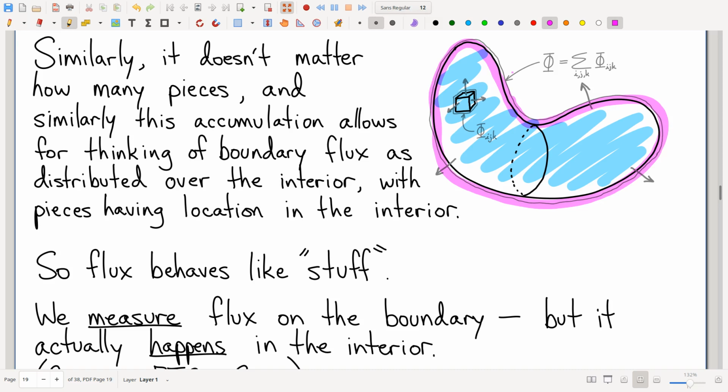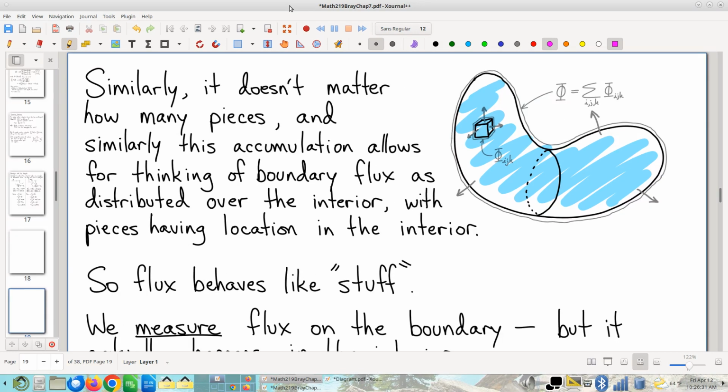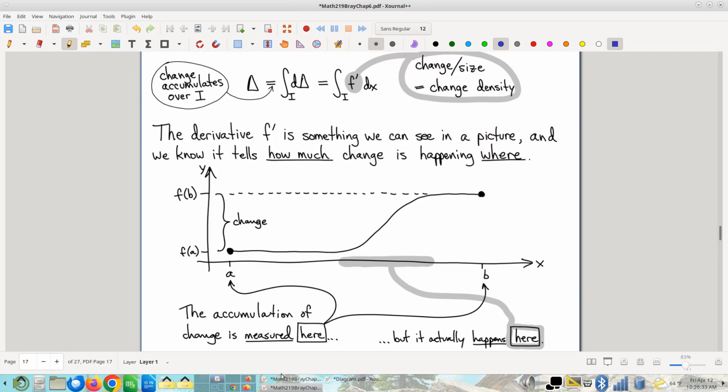Boundary flux is a quantity that we associate to the solid. The solid is what we're chopping up into pieces. The solid is the whole, and the thing whose parts, blah, blah, blah, right? So because it's associated to the solid, think of it as being distributed over the solid. And I know that sounds weird, so I'm going to remind you. We talked about this same idea concerning change.